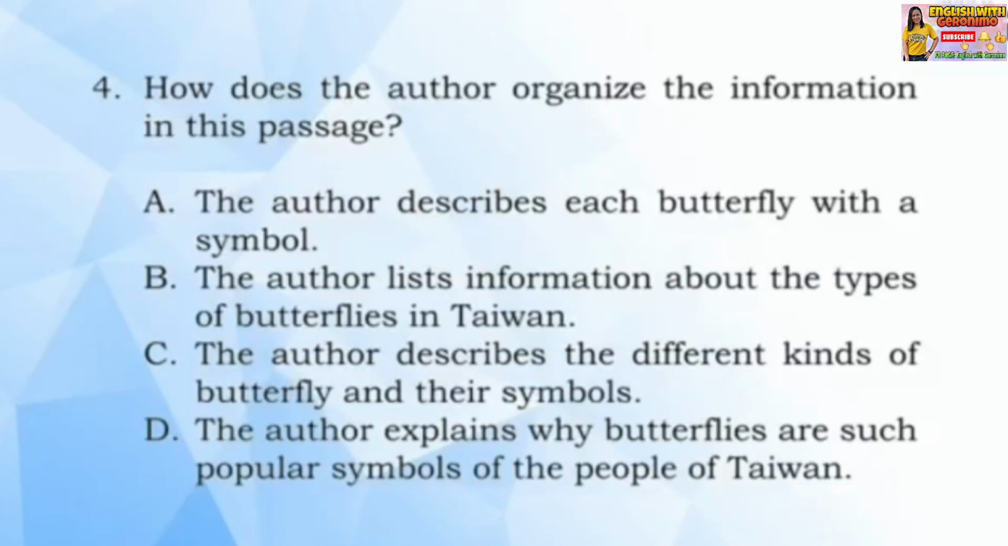Question number 4. How does the author organize the information in this passage? Letter A. The author describes each butterfly with a symbol. Letter B. The author lists information about the types of butterflies in Taiwan. Letter C. The author describes the different kinds of butterfly and their symbols. Or letter D. The author explains why butterflies are such popular symbols of the people of Taiwan.